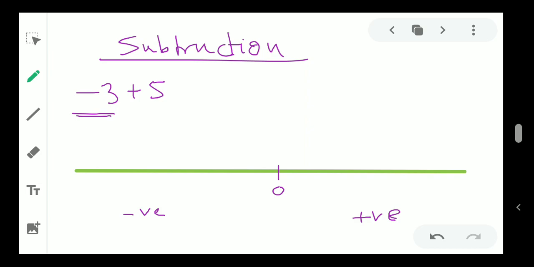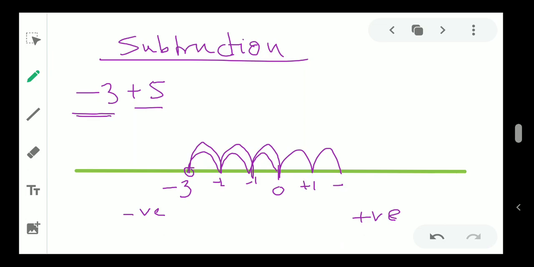So as we know, at minus 3, we jump 3 to the left side, so 1, 2 and 3. So here we have minus 3 and we are standing here at minus 3. This was our minus 1 and this was our minus 2, but I am standing here at minus 3. Now I have to go plus 5. Plus means I have to jump to the right hand side. So 5 times I will jump, that means 1, 2, 3, 4 and 5. So this is my plus 1 and this is my plus 2. So I will finally be at plus 2. So this result will give me plus 2.